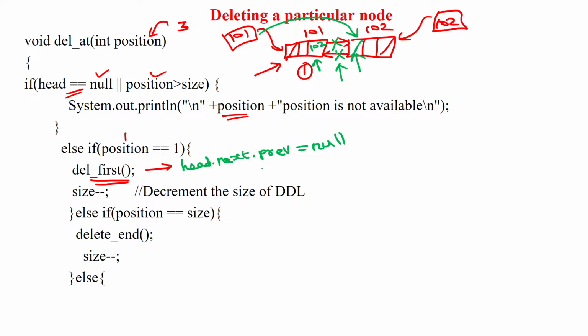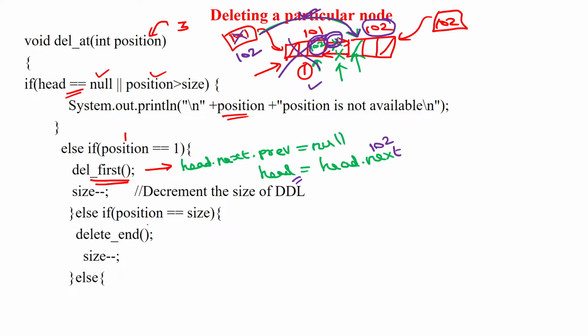Then what is the head now? Head should be updated: head dot next. Head dot next is 102. So 101 is overwritten as 102, and 102 is assigned to head. So this link is created, and automatically this one is also deleted. So now the entire node is deleted at position number 1.